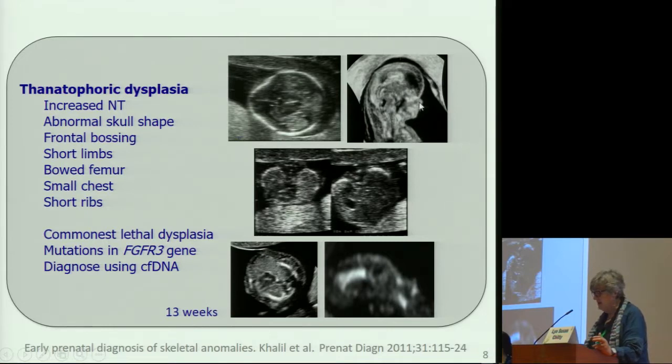Even at 13 weeks, you can see here the marked frontal bossing. You can see the short ribs here, with the heart appearing to lie almost outside the chest, and the chest being much smaller than the abdomen. And the bones, again, short. This one's still got slight bowing, with the telephone receiver handle here. It is the commonest lethal skeletal dysplasia.